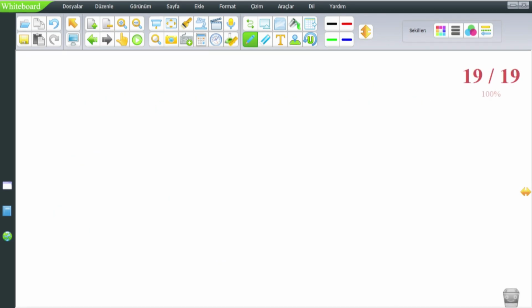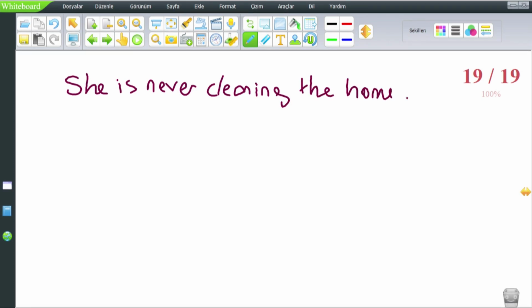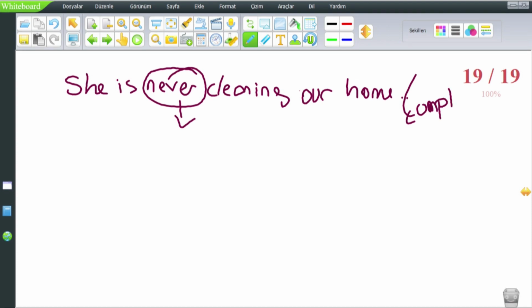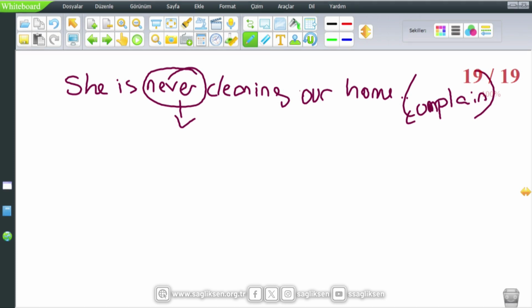For example, she is never cleaning the home or our home. This is again a complaint. This is a time expression that we only use in present simple, but in this case, we're complaining about something. That's why it can be used here. Don't confuse it.